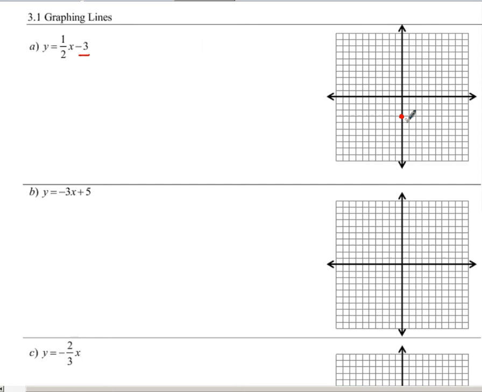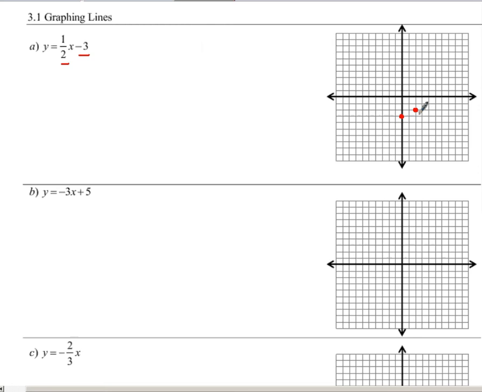From that point, I'm going to travel to another point on the line using my slope. So from this point, I'm going to go up 1 and then 2 to the right. Since it's positive, I travel upwards. Had it been negative, I'd travel downwards. And if you always let the positive or the negative tag along with the up or down idea, then you will always travel to the right from there.